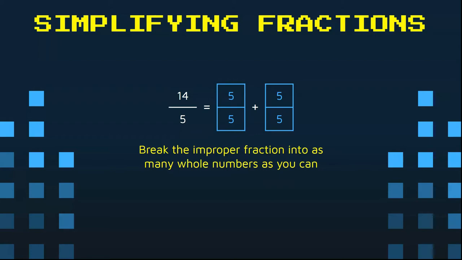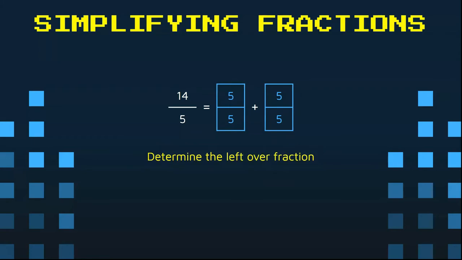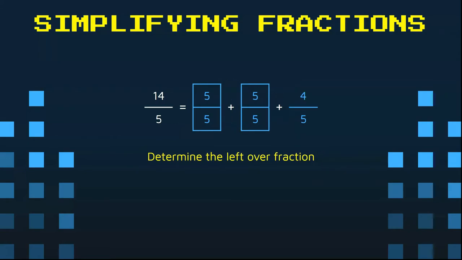So 5 plus 5 is 10, and how much more do we need for 14? 5 plus 5 plus what equals 14? 5 plus 5 is 10, plus 4 would be 14. So the leftover fraction is 4/5. And again, count those blue numerators: 5 plus 5 plus 4. What does that give you? That gives you 14. And of course the denominators will stay the same, because we can add fractions when the denominator is the same.